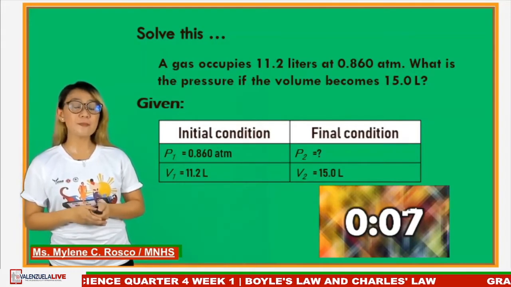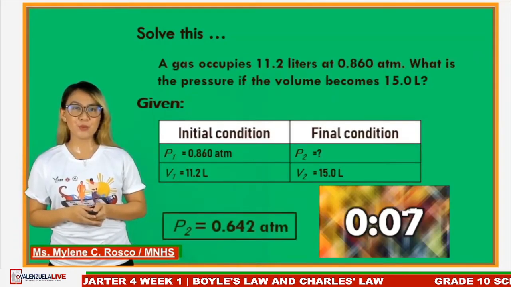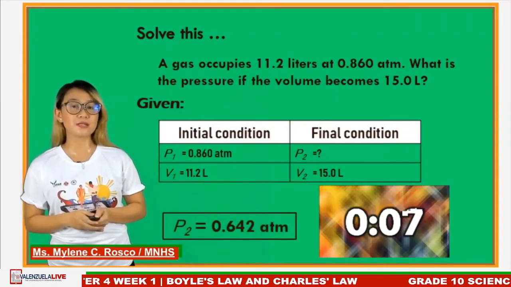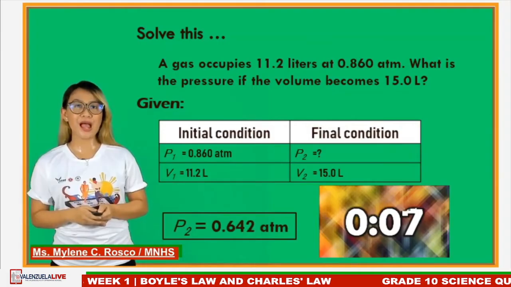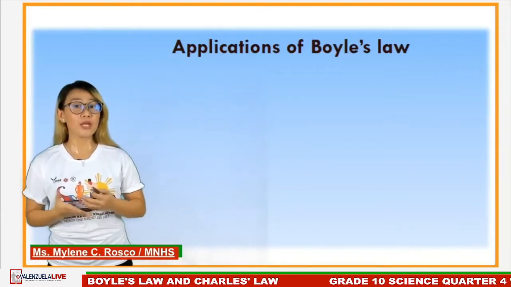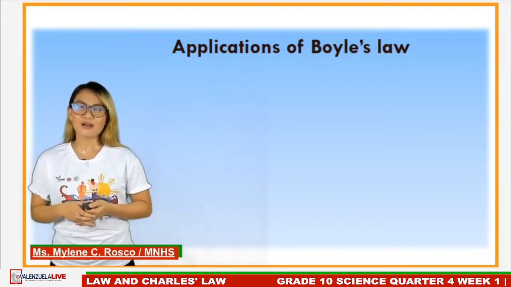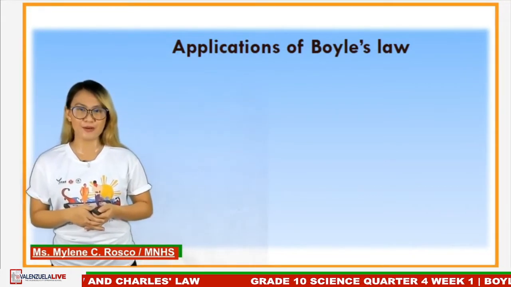Alright, time is up. The correct answer is P2 is equal to 0.642 atmosphere. Now, if you think you can relate Boyle's law application in real life, well, these are real-life examples of Boyle's law.